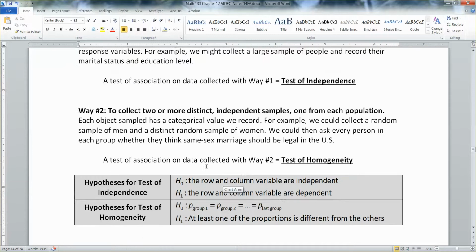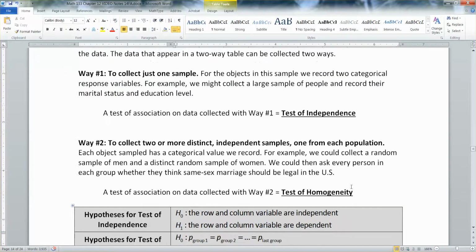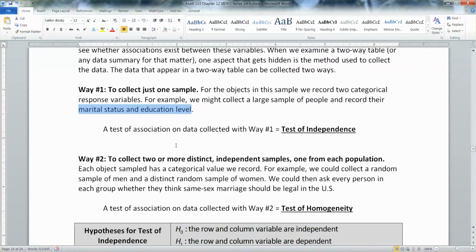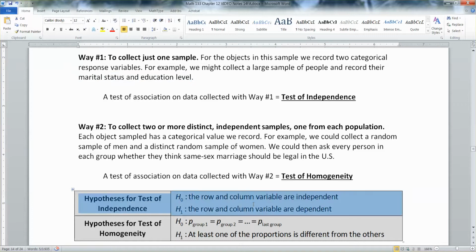Let me just scroll down for a second so you can see the hypotheses here. So a test for independence is going to be really simple in the setup for how you set up your null and alternative hypotheses. You're going to say for the null hypothesis that the row and column variable are independent. Now don't say row and column variable, actually say what they are. Like for example, the marital status and education level, there they were. So the marital status, education level, they're independent. The alternative to that is that they are dependent. That would be a test of independence. Very, very simple setup for the hypotheses.